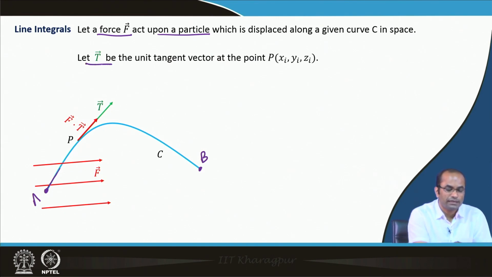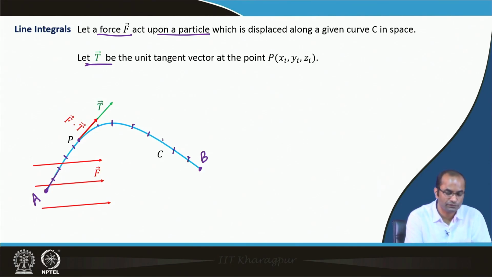We also assume that the vector T is the unit tangent vector at a given point (x_i, y_i, z_i). Suppose this is the point (x_i, y_i, z_i), and then we will compute the total work done against this force field F to displace this particle from A to, for instance, B here. So, what we do, we will break this curve into small sectors, as we always do in integral calculus.